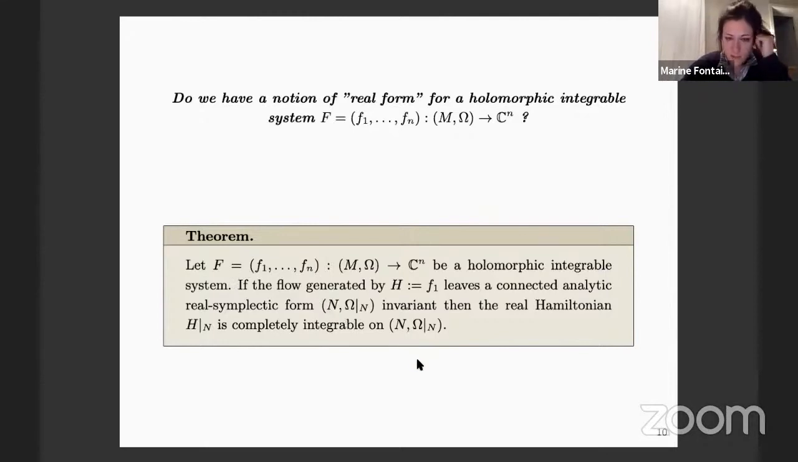And it was shown by Bolsinov and Jovanovic that if this complete algebra is moreover an algebra of first integrals of H, then the system is completely integrable. So here we just have a complete algebra. But if you suppose that H leaves a real form invariant, it means that all the other imaginary parts and real parts, because they Poisson commute, are all constant along the flow of H. So in particular, the algebra that you get in that case is an algebra of first integrals. So that gives you complete integrability.